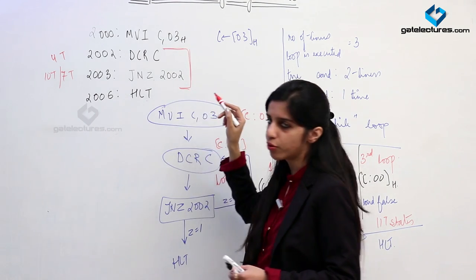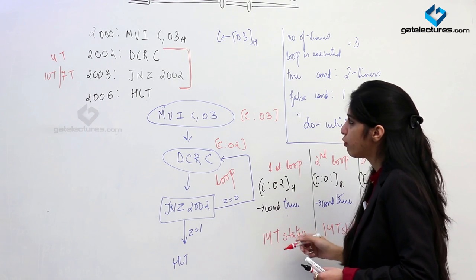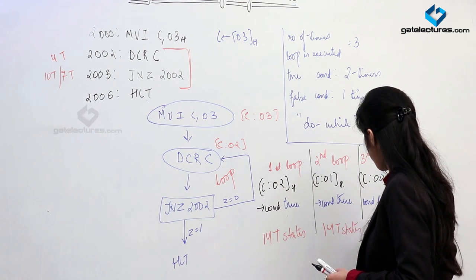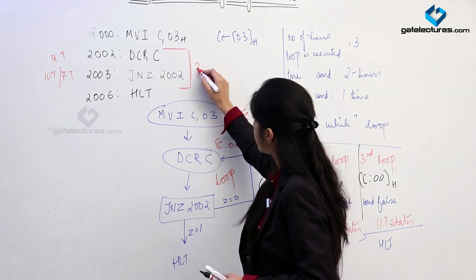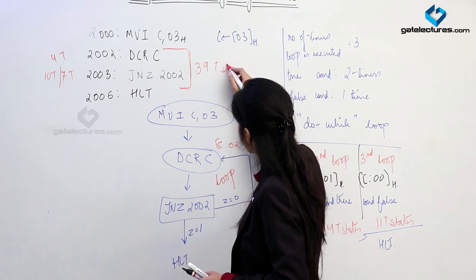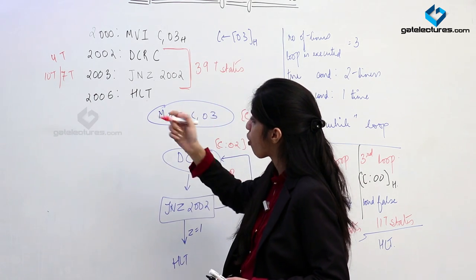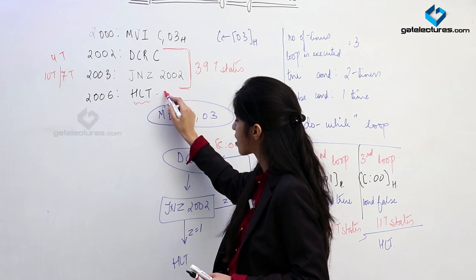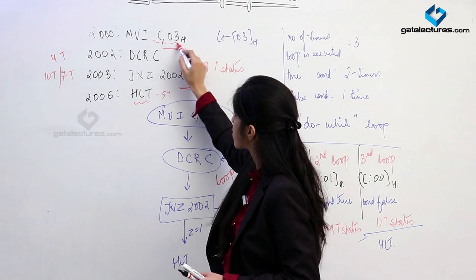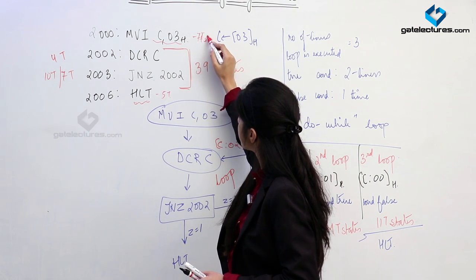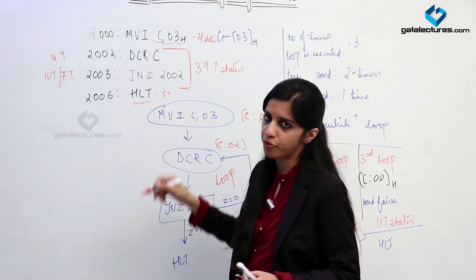So this looping module is going to give you a total delay. This is going to take total time of 14 plus 14 plus 11, which is 39 T states. If you also include the time of this instruction HLT, which takes 5 T states, and MVI C, 03H, which takes 7 T states, we can just find the total time of the program.